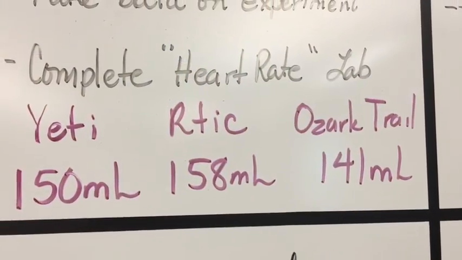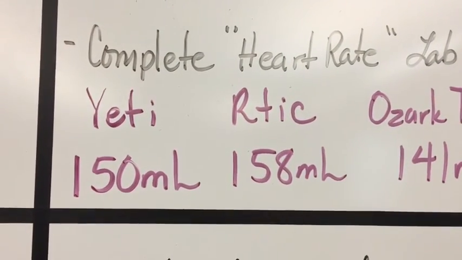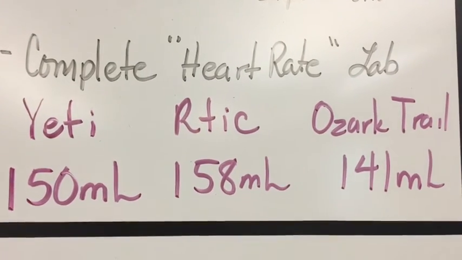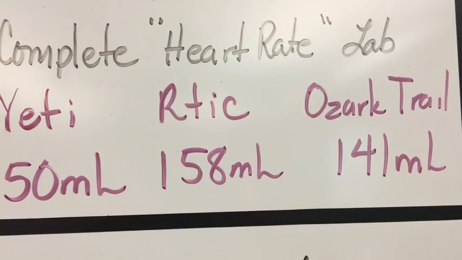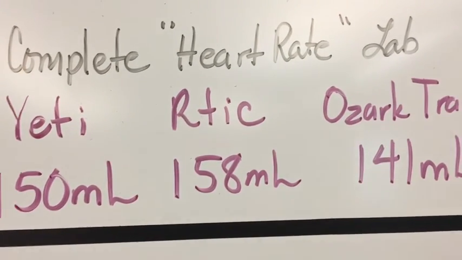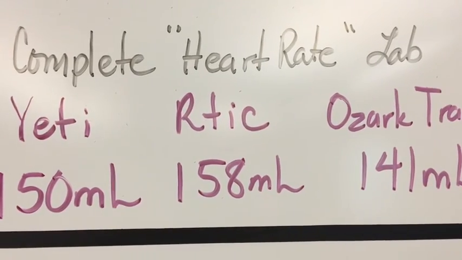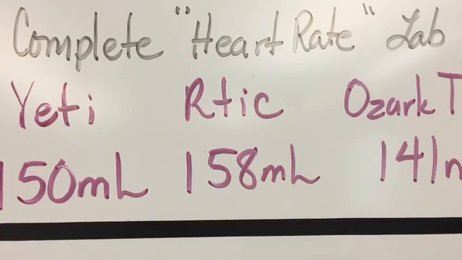Okay, so this is what we found. The Yeti produced how much water? 150 milliliters. The Arctic? 158. And the Ozark Trail? 141. What's your conclusion here? Ozark Trail is better. The Ozark Trail held the ice the best, followed by the Yeti, and the worst one was the Arctic. Go Wally World.